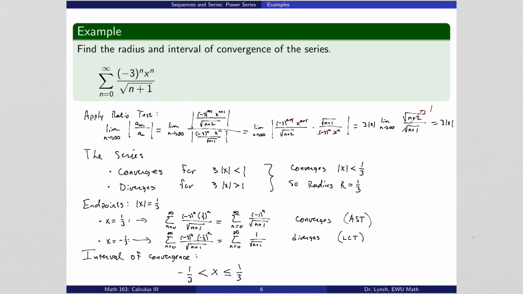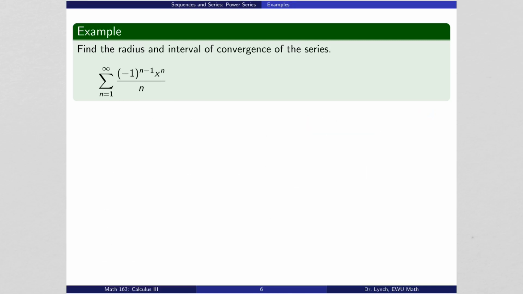Okay, so again here the radius is r equals 1/3, and we can find the interval of convergence by testing at those endpoints where the ratio test is inconclusive. Okay, another example, power series. Here is another example of power series. Find the radius and interval of convergence of the series sum n equals 1 to infinity of minus 1 to the n minus 1, x to the n over n.